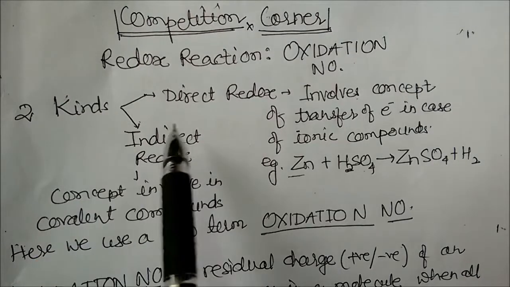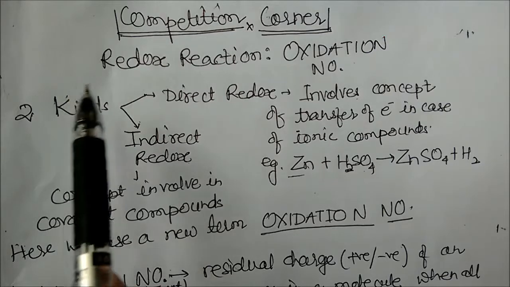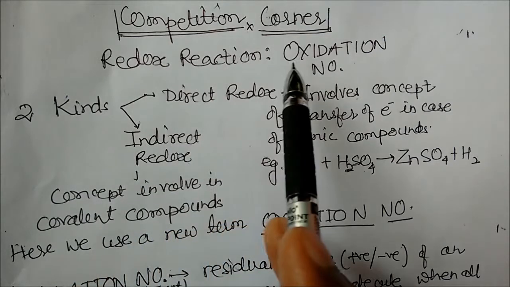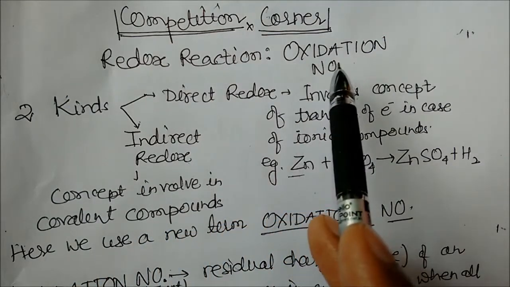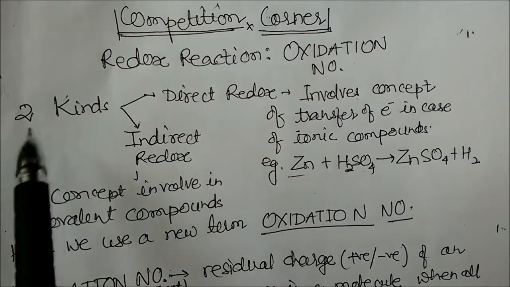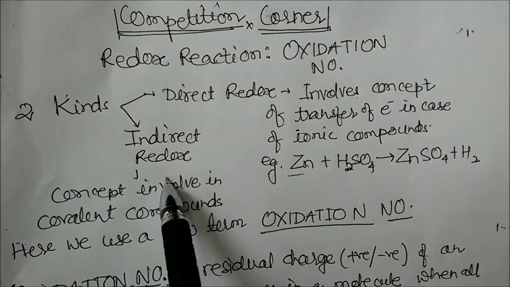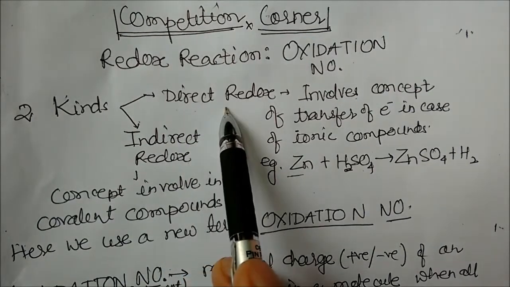In this section of Completion Corner, we will see how, through a redox reaction, or through the concept of oxidation number, we can identify redox reactions. There are two types of redox reactions: one is direct redox and the other is indirect redox reactions. What is a direct redox reaction?